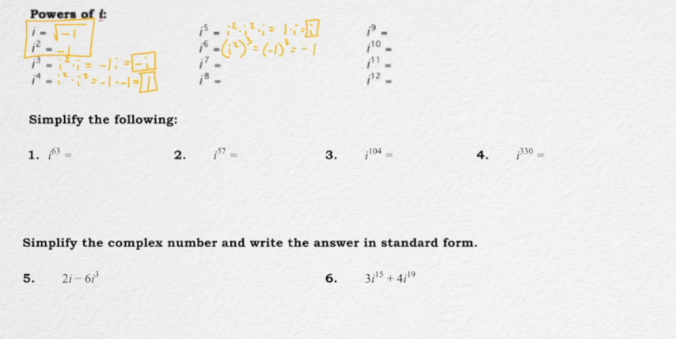And I could do the same thing for i to the seventh. That would be like i squared to the third. Well, that would give me 6 of them, but I still need one more.